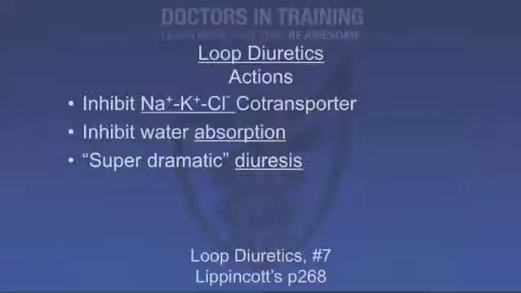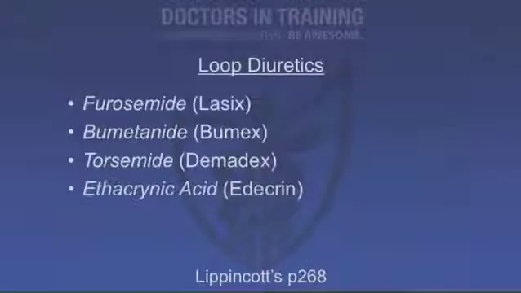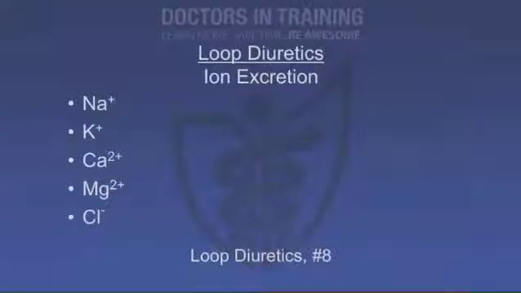Now, downstream sites, downstream I mean the distal convoluted tubule, the collecting ducts, they're really unable to compensate for this really high sodium chloride load that they get. So the diuresis that you get from these drugs is super dramatic. Now, the most used of these drugs are furosemide, bumetanide, torsemide, and ethacrynic acid. So to remind you, what's going to happen is that when you administer a loop diuretic, there's going to be a net increase in urinary excretion of sodium, potassium, calcium, magnesium, and chloride ions.